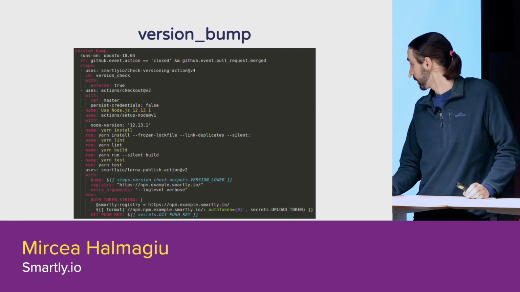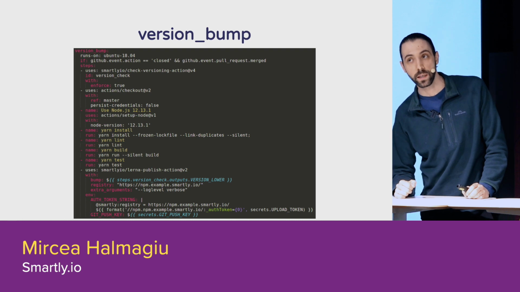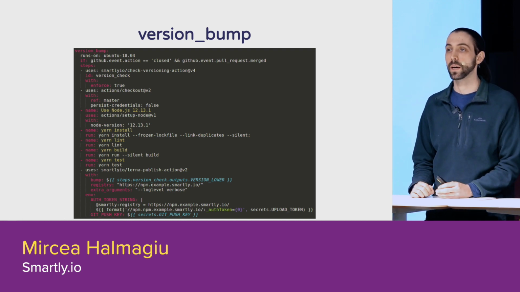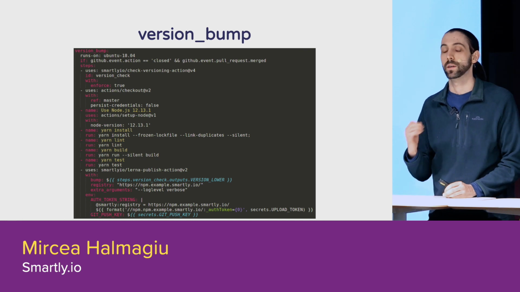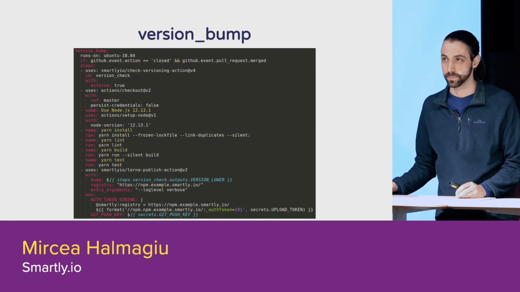So what this learner publish action does is it will take the credentials we give it, and it will put them into the .npmrc file, and it will configure Git to use SSH to be able to push back into master.